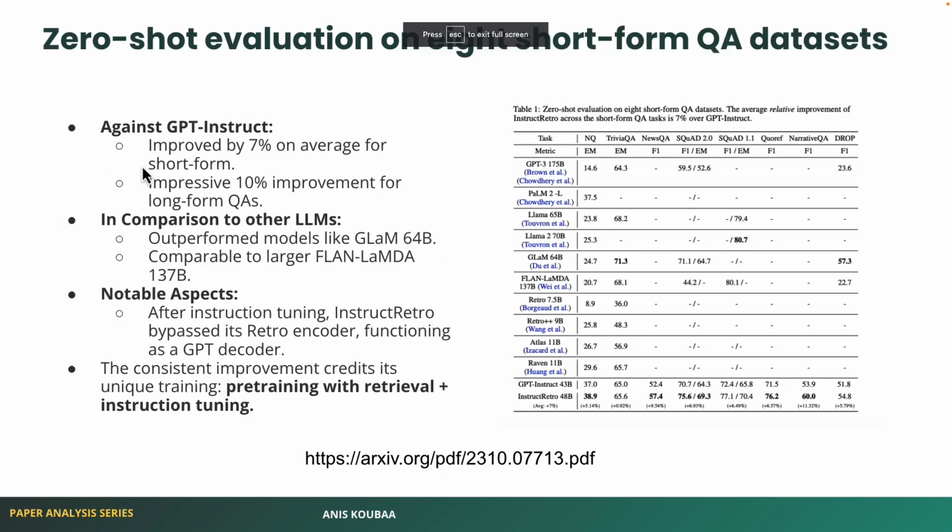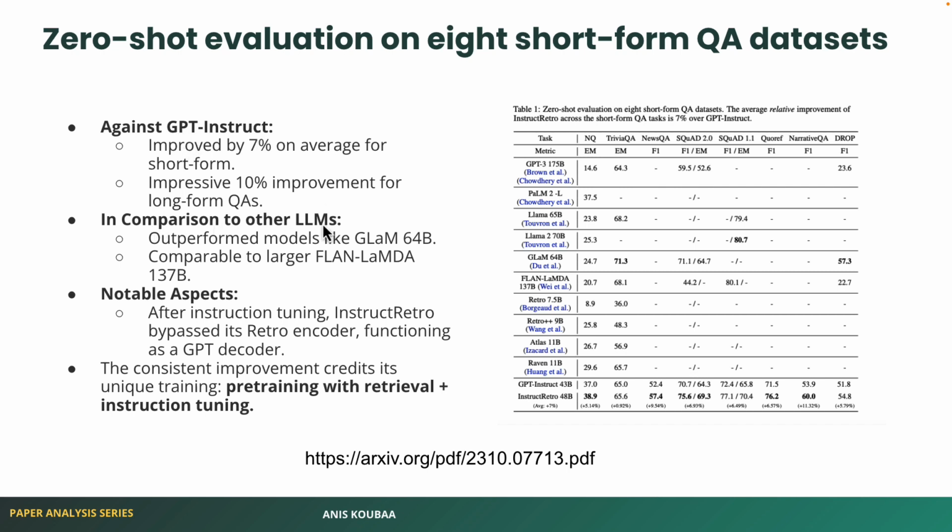So here is the summary of the main results. They compared against the GPT Instruct. So this is only with fine-tuning. There is an improvement of 7% on average for the short-form question and answers, and an impressive 10% improvement for the long-form question and answers. So this is when they use the retrieval systems in the pipeline, they will have 7% and 10% improvement as compared to the traditional pipeline that doesn't use retrieval systems and only uses the base model plus instruction.